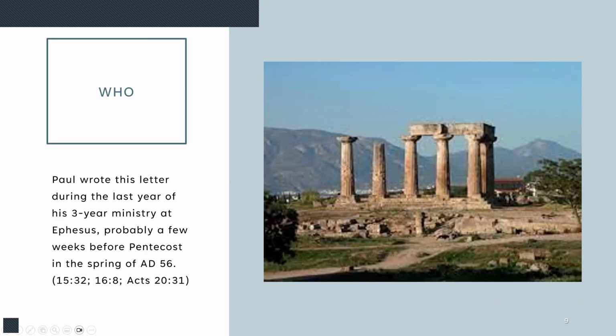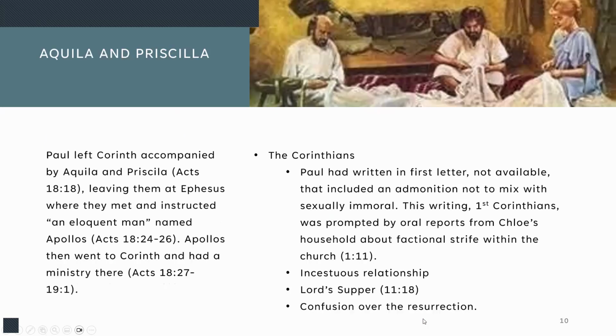Okay. So who wrote this book? Well, Paul, the Apostle Paul, wrote this letter during the last year of his 3-year ministry at Ephesus. He was in Ephesus when he wrote to Corinth, probably a few weeks before Pentecost in the spring of AD 56. Now, Aquila and Priscilla, if you don't know who they are, you'll read a lot about them in Acts. Paul spent a lot of time with them, and they did go around with him. And he would leave them in Ephesus, where they were instructed by an eloquent man named Apollos. Apollos went to Corinth and had a ministry there.